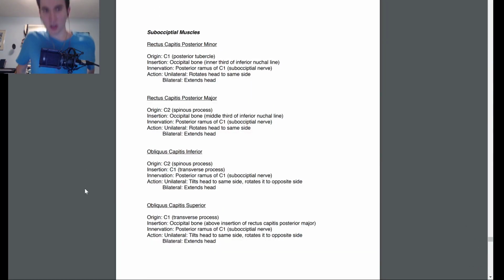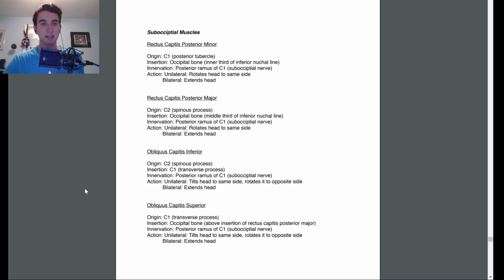Okay, so suboccipital muscles. We have the rectus capitis posterior minor. The origin is C1, the posterior tubercle. It inserts at the occipital bone, the inner third of the inferior nuchal line. Innervation is by the posterior ramus of C1, the suboccipital nerve, and the action unilaterally, it rotates the head to the same side, and bilaterally, it extends the head.